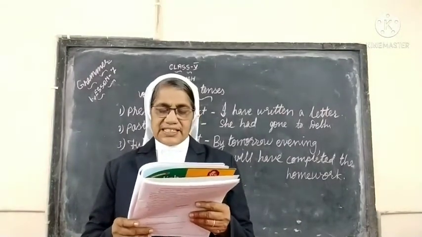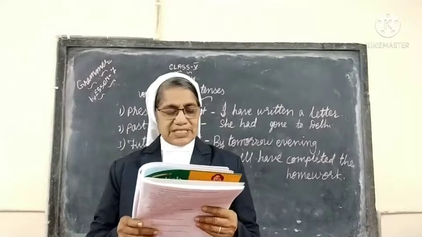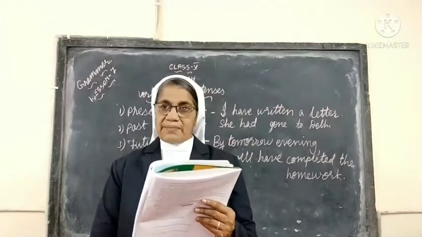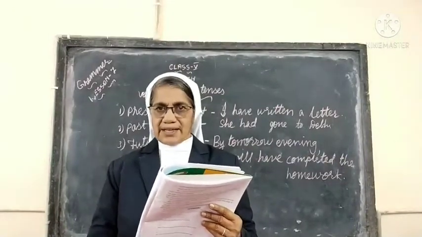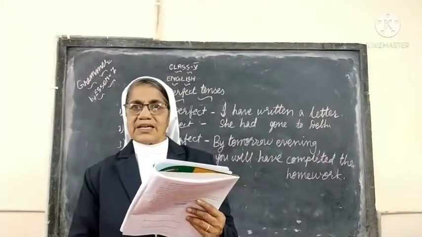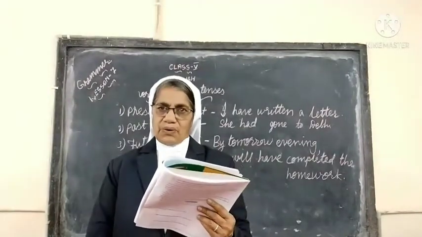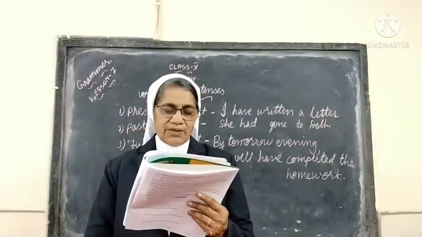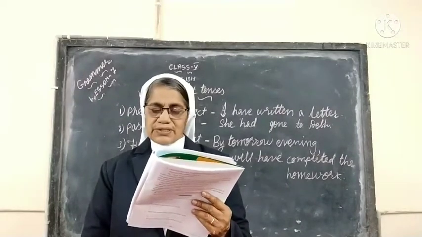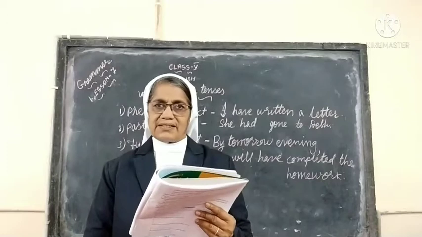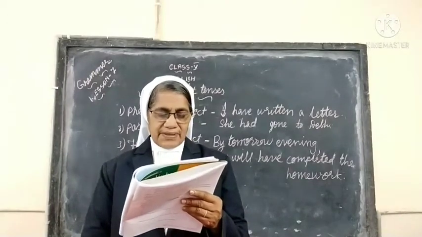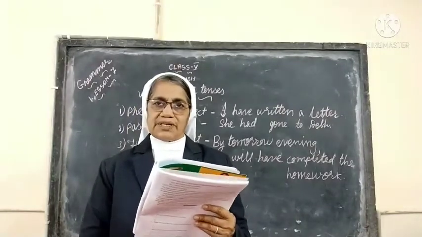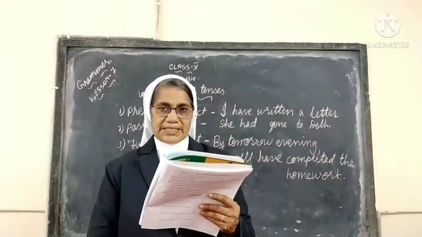When the time of the action is mentioned, it is wrong to use the present perfect tense. If the time is mentioned in the sentence, we do not use the perfect forms. In such cases, we use the simple past tense. We do not use present perfect tense, but we use simple past tense.